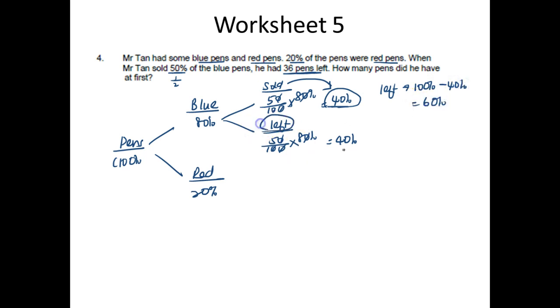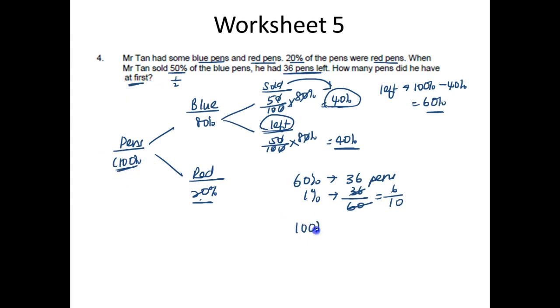Let's look. Left 40%. Red pens did not sell, so it's 20 plus 40, which is also 60%. So he had 36 pens left, so 60% is the 36 pens. So 1% will be 36 out of 60. Divide by 6 will be 6 over 10. How many pens did he have at first? At first is my 100%. So 6 over 10 times 100%, which is 60 pens. So he has 60 pens at first.